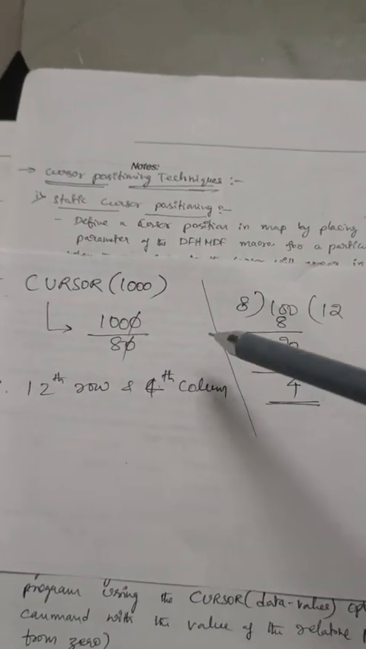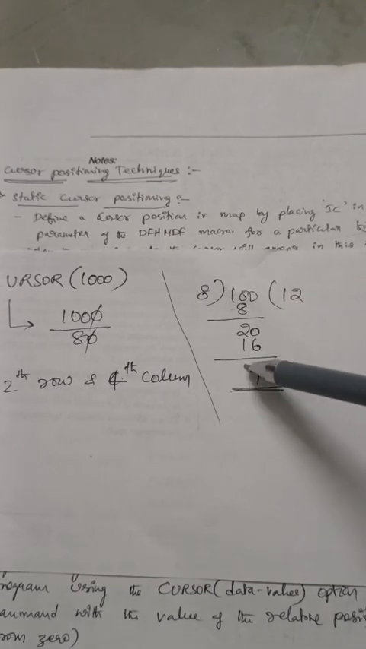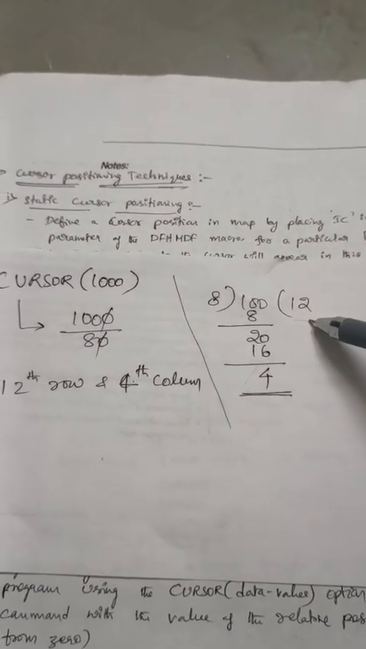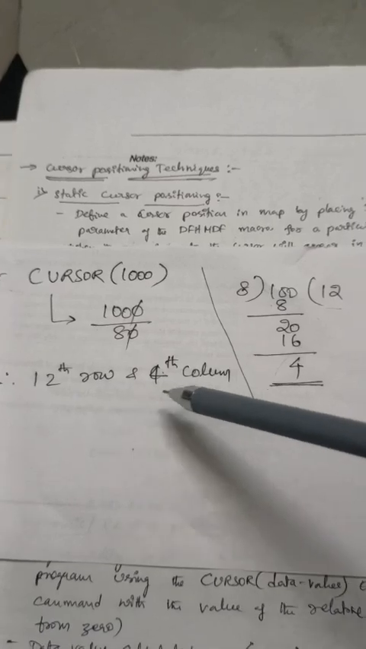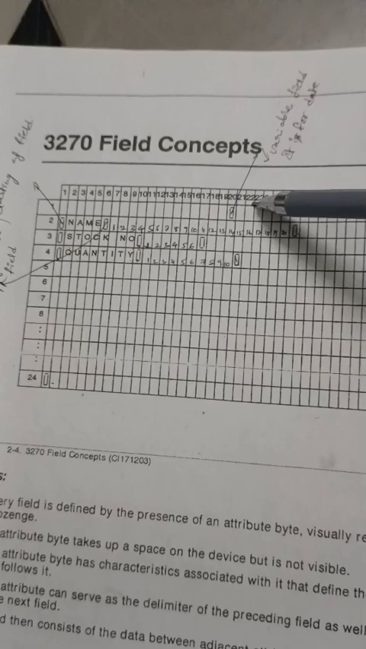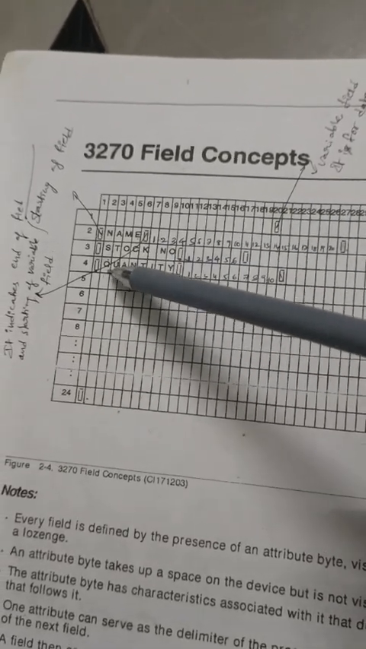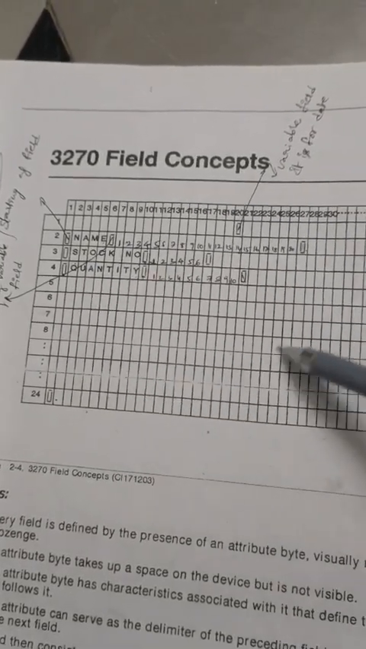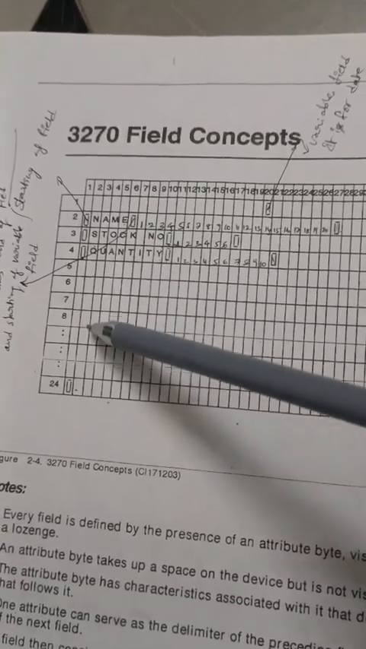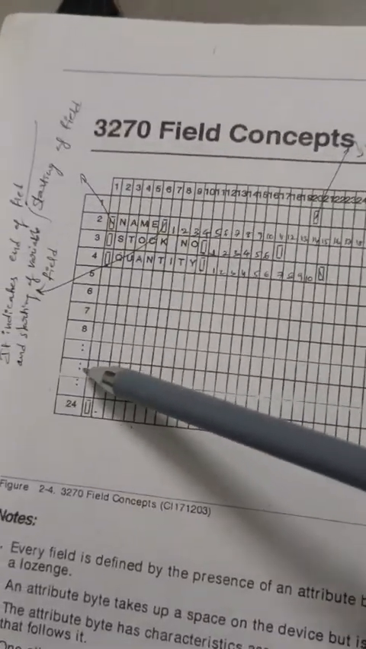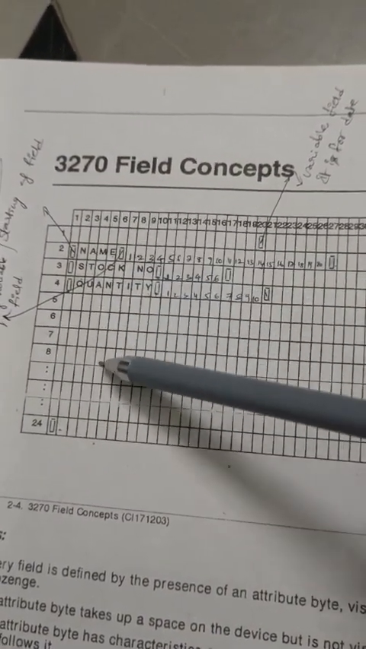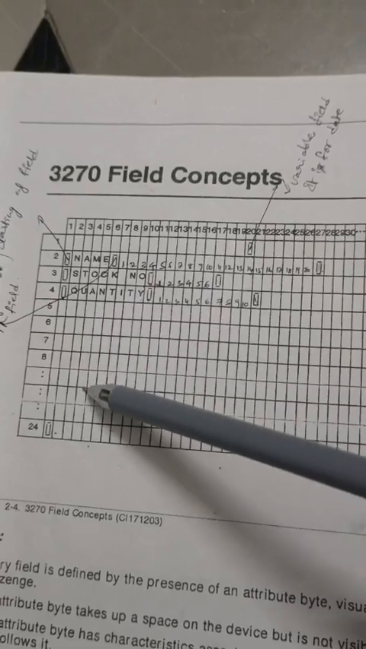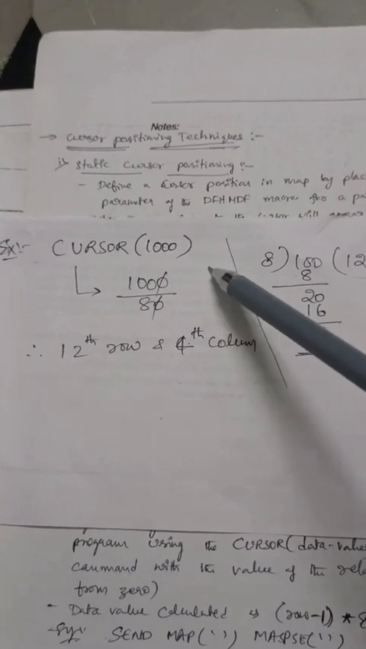1000 divided by 80 gives 12, and the remainder is 40. Whatever the 12 came out, it is the 12th row and the 4th column. Here we have a screen with 24 rows and 80 columns. So it goes to the 12th row, somewhere here, and the column number is 4th. This is the calculation for the cursor 1000.